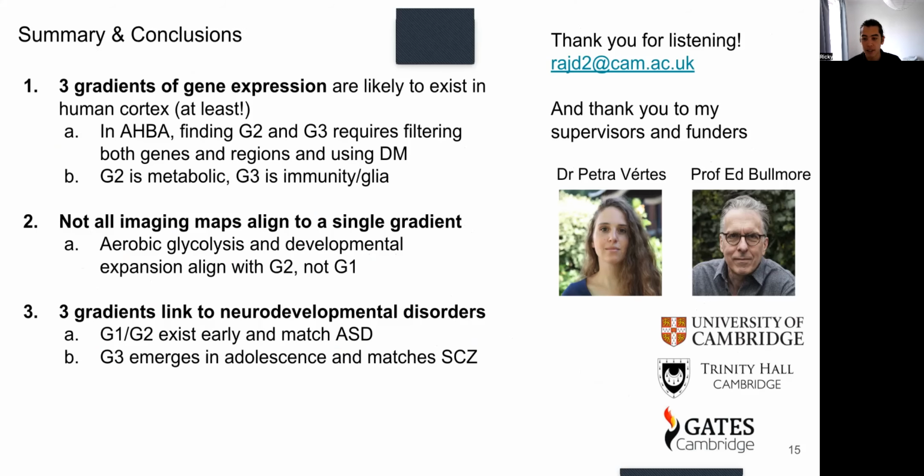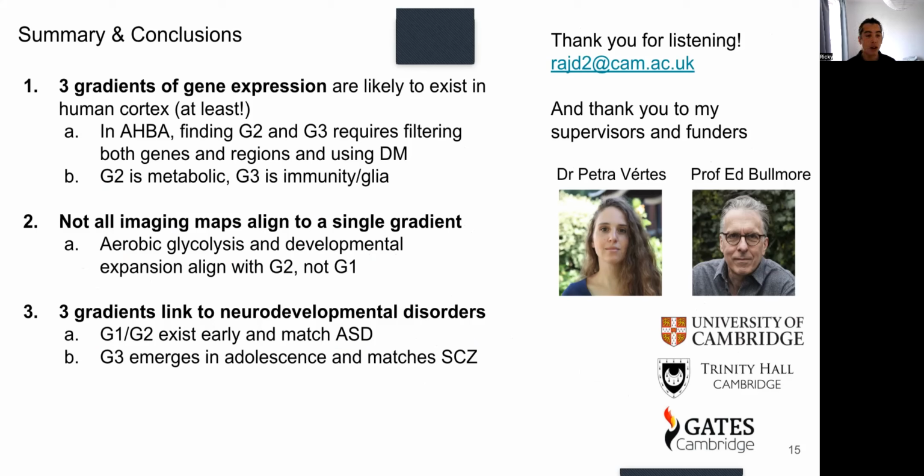So that's all our results so far. In summary, there are 3 takeaways. The first is that it's likely that there are at least three gradients of gene expression in the human cortex, not just one. To find these in the Allen Human Brain Atlas, we need to filter both genes and regions and use diffusion mapping to better extract the signal from noise. The second gradient is metabolic, and the third is related to immune processes and glia.